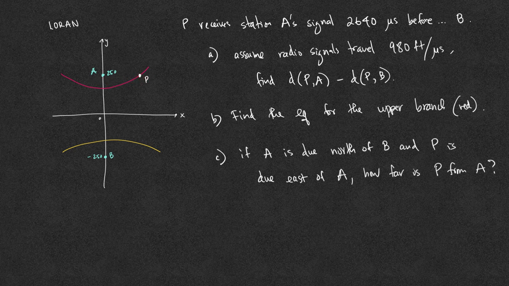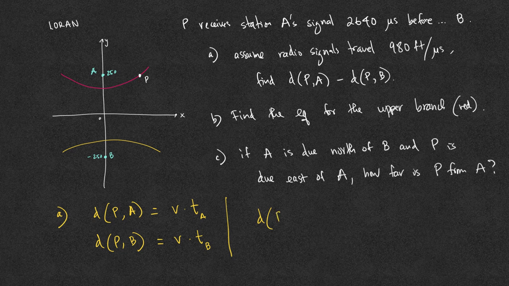First, we see that the distance is the time elapsed times the velocity. So the distance from the point P to A is the velocity times the time from station A. And the distance from the point P to the point B is the velocity times the time from signal B. We're looking for the difference in the distances, PA and PB.